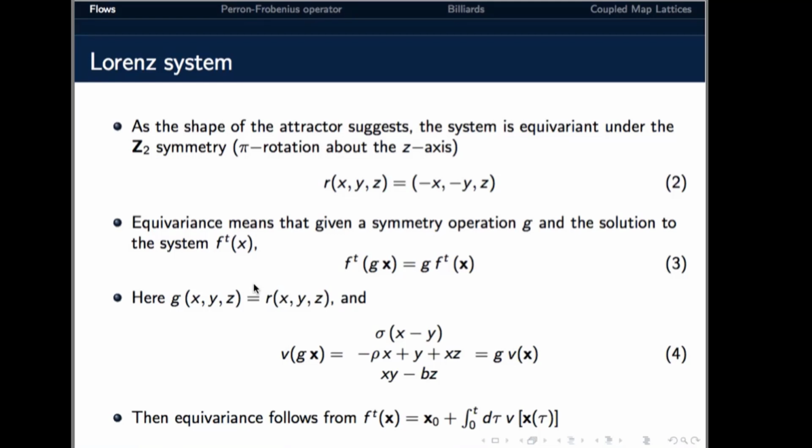The definition of equivariance has to do with the solution, not with the velocity field. But the formal solution to the velocity field is the integral of it. So if you show this for the velocity field, then you also get property 3 that we were trying to show. So this Lorenz flow has this symmetry around the z-axis by a pi rotation.